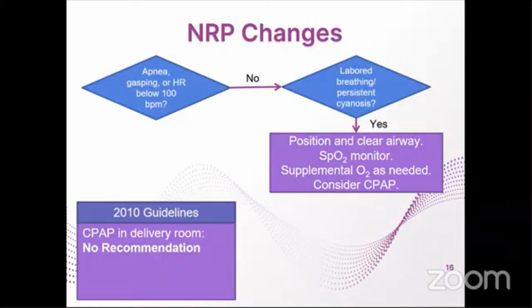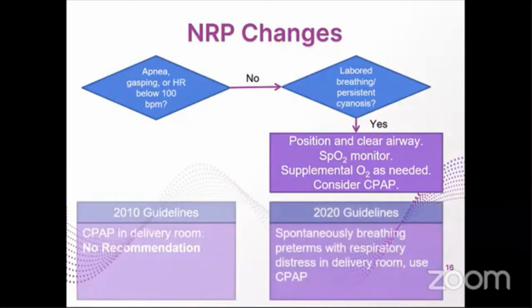Again, something which is coming up in a big way is delivering CPAP in the delivery room. The 2010 guidelines didn't talk about it, but since then it has come in. And right now, any baby who is spontaneously breathing with respiratory distress, use CPAP. And the best way to deliver CPAP in a delivery room is to use a T-piece resuscitator, which allows us to deliver PEEP. And sorry, the CPAP.